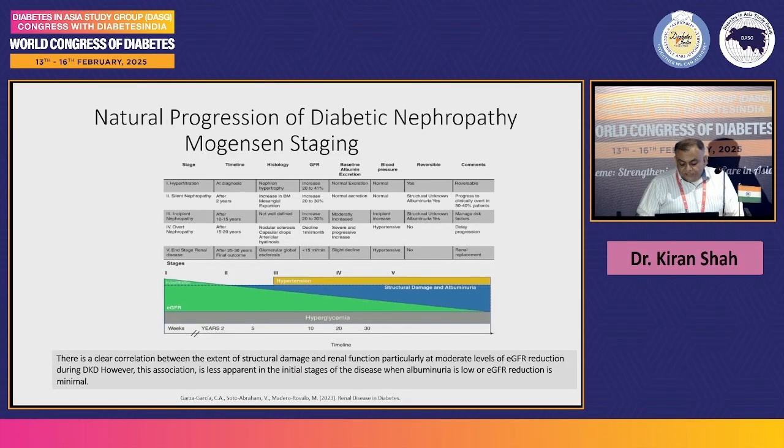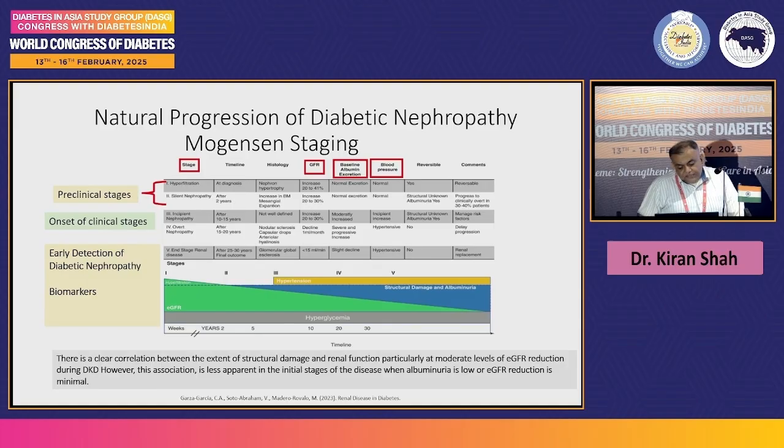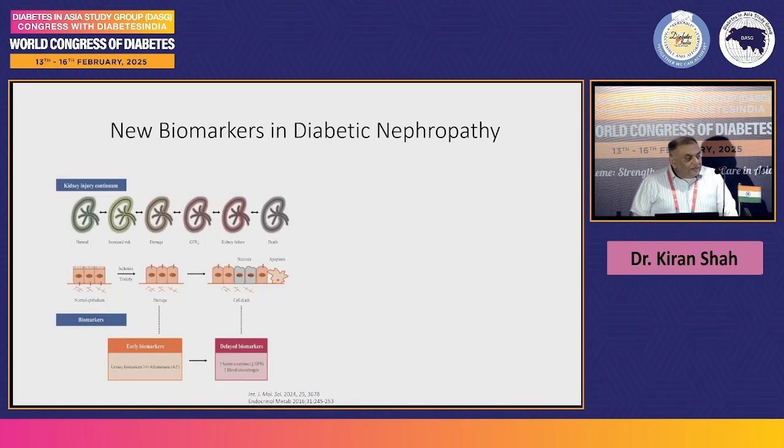This is the Mogensen staging, and why it is important here is because there is a clear relationship between the extent of structural damage and renal function, which tells us about the onset of clinical stages, and that is usually stage 3. It is less apparent in the initial stages, that is stage 1 and stage 2, which are considered to be preclinical stages. Hence, we need biomarkers in order to figure out what is happening in the preclinical stages. So kidney injury is a continuum. It is always a continuous process. And just like renal biopsy, we are talking about fluid biopsy here.